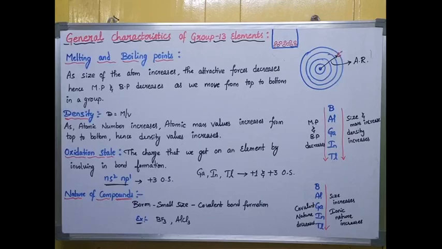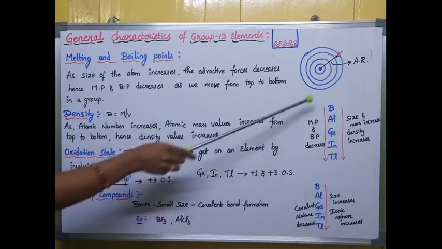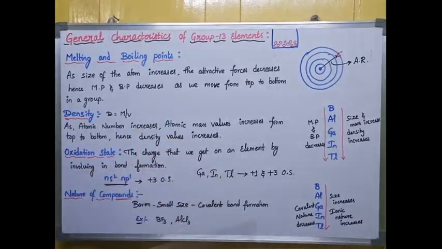Next, coming to density. Density is directly proportional to mass and inversely proportional to volume. As atomic number increases, we know that the atomic mass of the elements increases. So as mass increases, the density of the elements also increases.